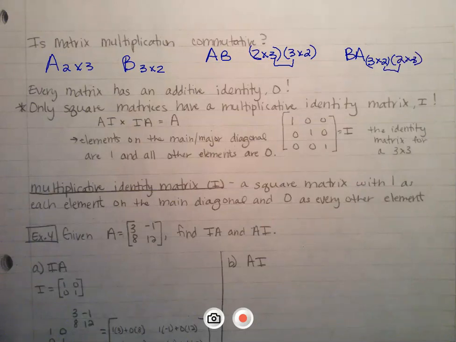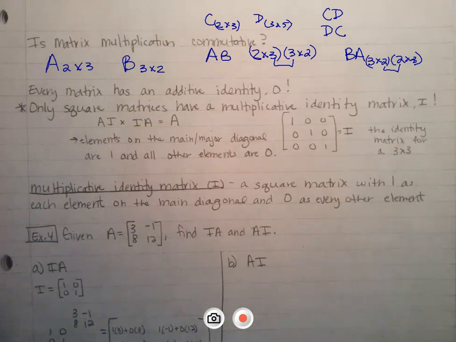So this one we can do both of those. But if we had C, which is a 2 by 3, and D, which is a 3 by 5, can we multiply C times D? Yes. Can we multiply D times C? No. So is matrix multiplication commutative? No.